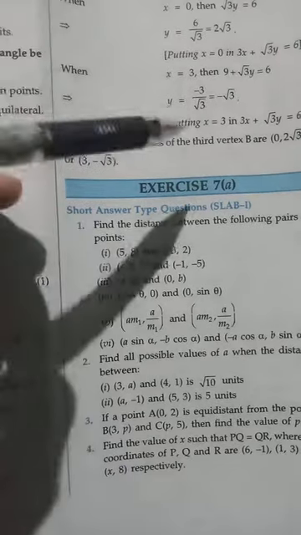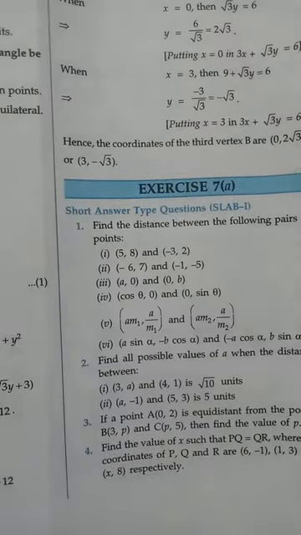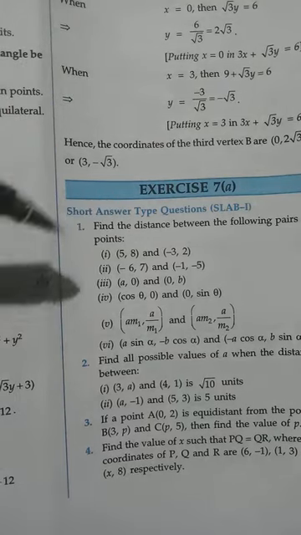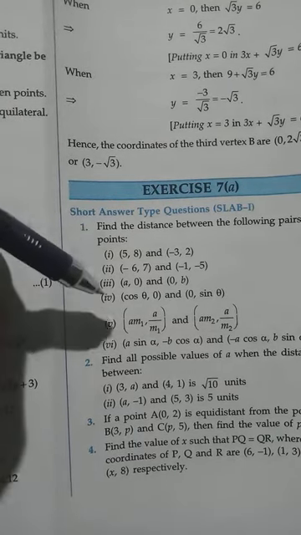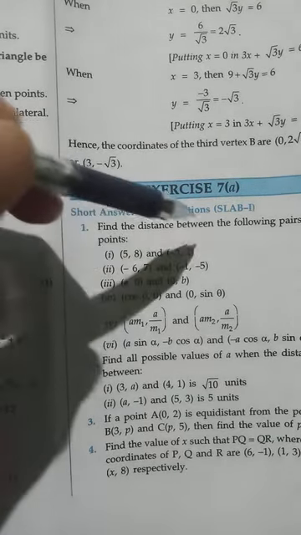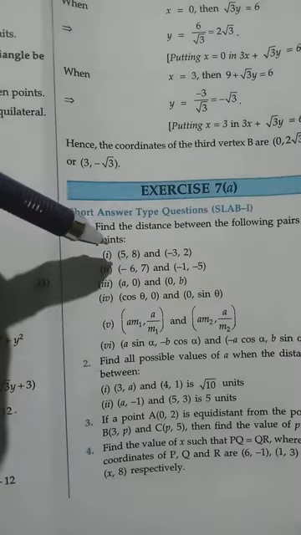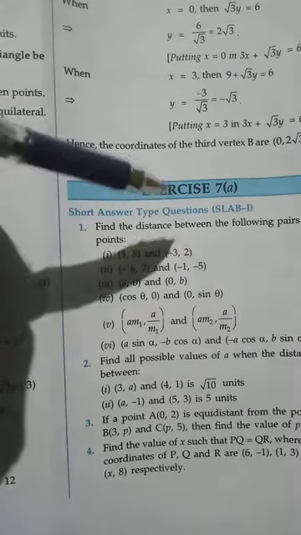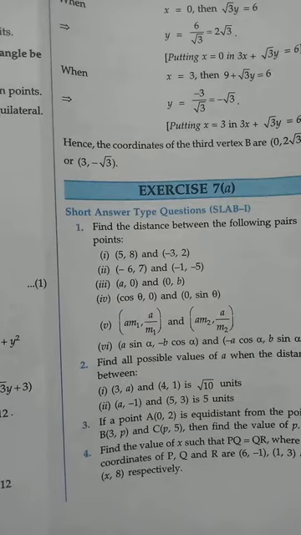Today, let us start with exercise 7A, coordinate geometry, question number 1, number 3. Find the distance between the following points. We have to find the distance, so we have to use the distance formula.